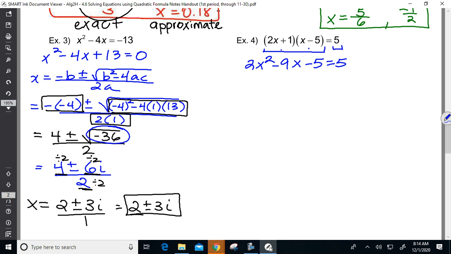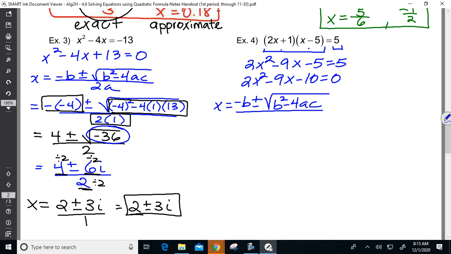And of course, you've got to get the equation equal to 0. So 2x squared minus 9x minus 10 equals 0. That's your first step. You have to get the equation in standard form, and you have to get it equal to 0. That's the first order of business. Now we can go ahead and use the quadratic formula. Negative b plus or minus the square root of b squared minus 4ac, all over 2a. There's your a, there's your b, there's your c.